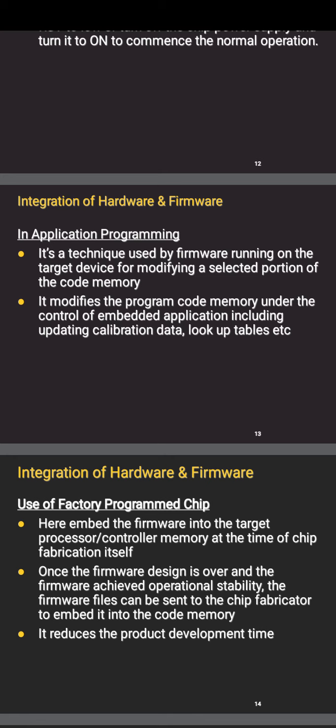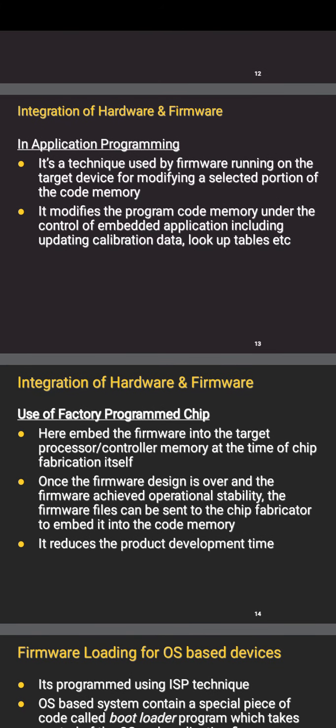Here also, for modification, it can use the SPI protocol, but everything is done by the chip manufacturer itself. And next is the use of a factory programmed chip. Here, the firmware is embedded into the target controller at the time of chip fabrication itself. That is, this chip is called a factory programmed chip.